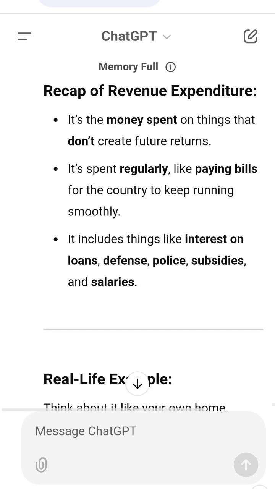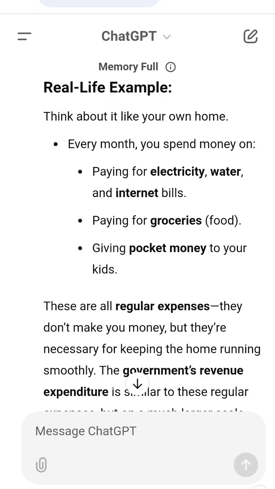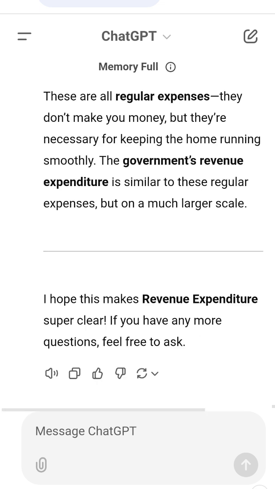Salaries of government employees like teachers, doctors and soldiers are part of revenue expenditure. 5. Social services. Government spends money on healthcare services like government hospitals and on education like building schools.